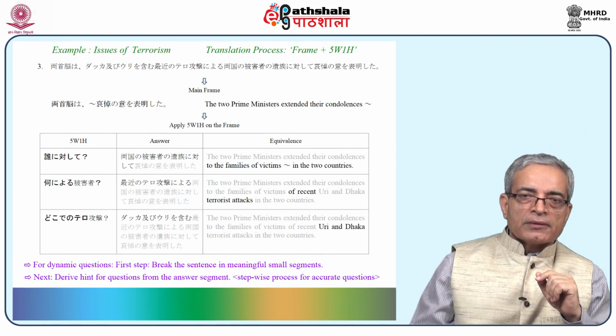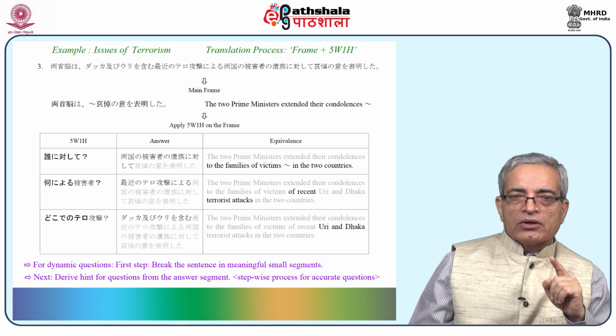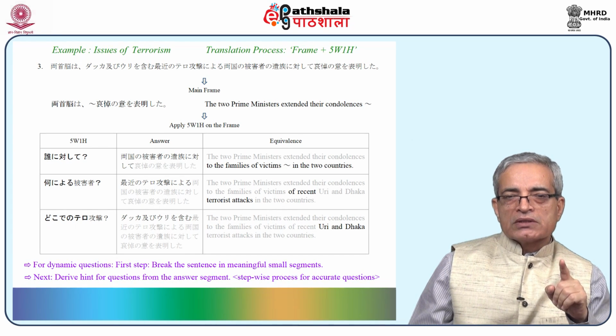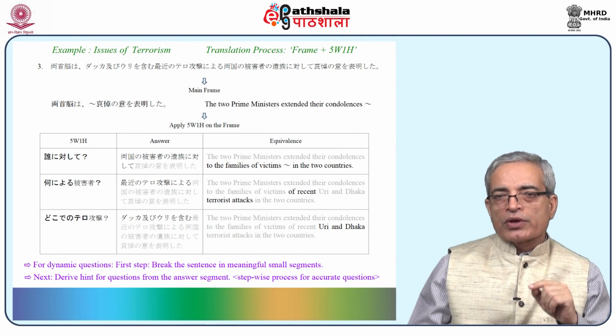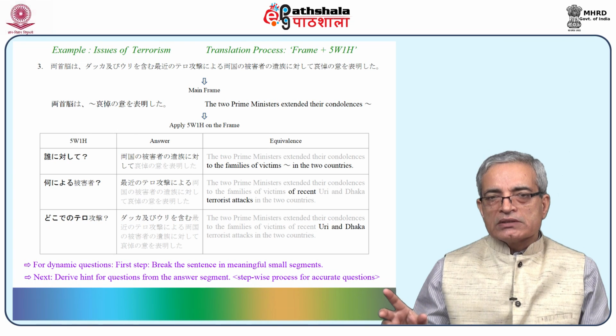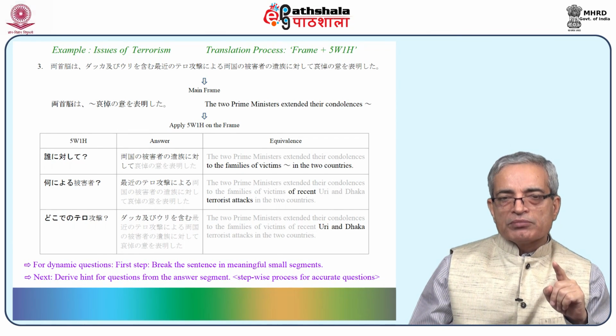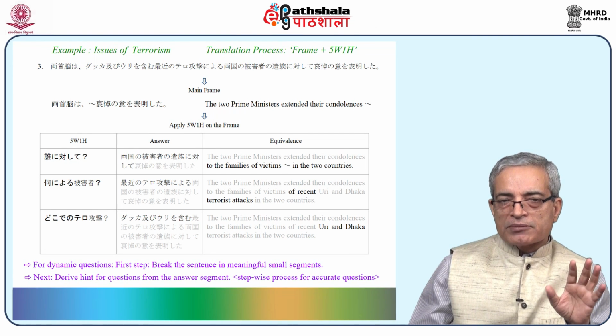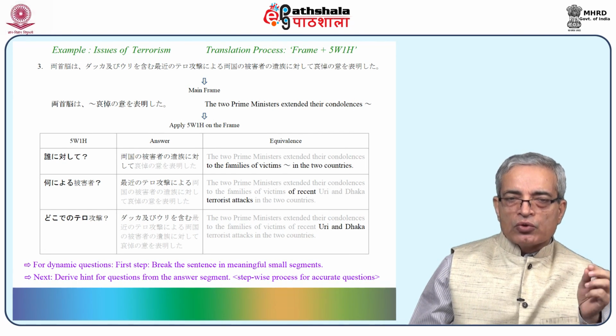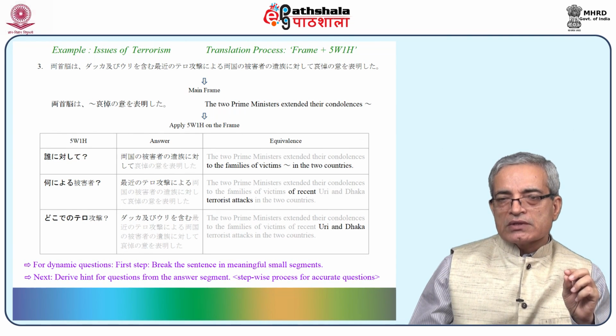If you look at the Japanese sentence or even the published original also, it says Daka oyobi uri o fukumu saikin no tero kogeki, and this tero kogeki is actually tero kogeki jiken. So it's not Dhaka or Uri are not the place. Dhaka and Uri are the names of the incident. So Dhaka incident and the Uri incident. Therefore, the question should be Doko de no tero kogeki. If I say place, it can cause a problem. So you have to be careful. It should be dono tero kogeki was the right question.